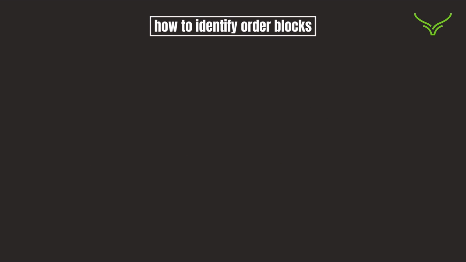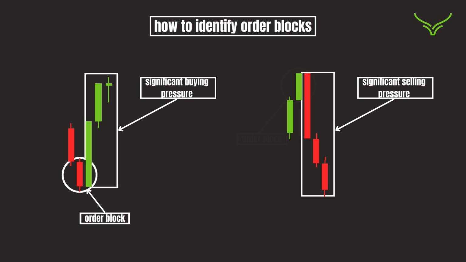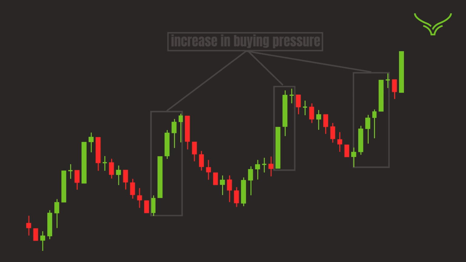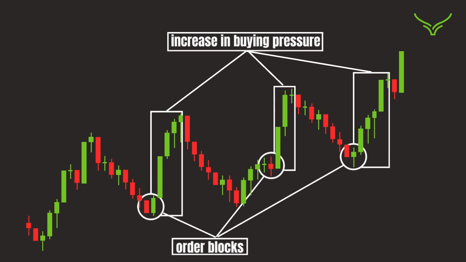How can we identify an order block in a price chart? In an uptrend, an order block marks the last opposing candle before a significant increase in buying pressure. Similarly, in a downtrend, it's the last opposing candle before a significant increase in selling pressure. Think of order blocks as the footprints left behind by these major market players. When they execute large orders, it creates a visible footprint on the chart, indicating a moment of considerable market interest and activity. These significant increases in buying and selling activity are crucial because they're what actually create order blocks. Without them, there wouldn't be these distinctive zones on the chart.